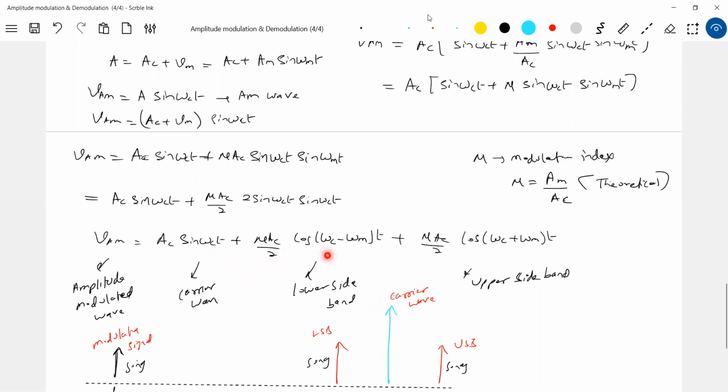Next, for different radio stations, I'll allow different carrier frequencies. Then the problem will be solved. After this, what will happen? Since the stations are available at different frequencies, the receiver I can tune for this one or this one, and I'll get the desired signal frequency. So like that, the signal will be sent.